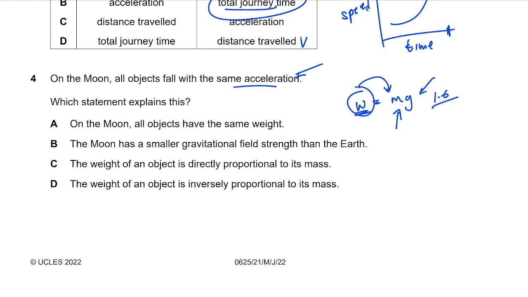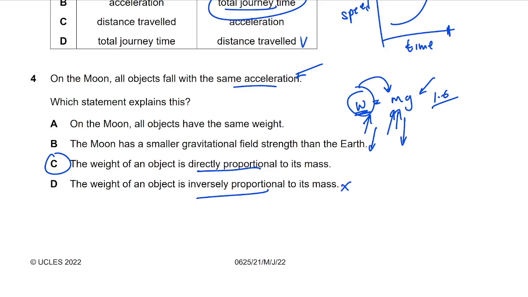So if the mass increases, the weight will also increase, meaning the acceleration will also increase. If you decrease the mass, the acceleration will also decrease, okay? So we're looking for something directly proportional to its mass. So this would be the answer. Directly proportional simply means if I increase one, the other will also increase. For inversely proportional, if I increase one, it does the opposite, which would be to decrease. So hence why this would be wrong.